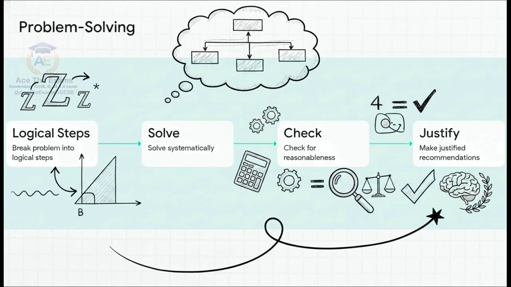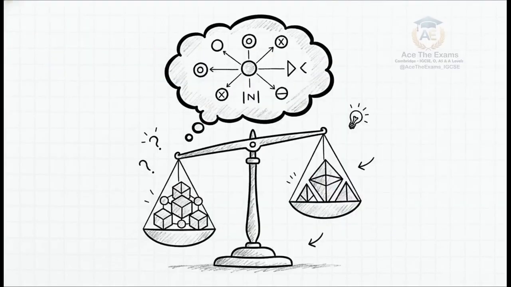Step 4, make justified recommendations, or in this case, justified conclusions. You state clearly that the remaining factor must be linear, and you find it. This specific problem-solving sequence guarantees that you don't go down a 10-minute rabbit hole of wrong algebra. Let's keep the workshop going.